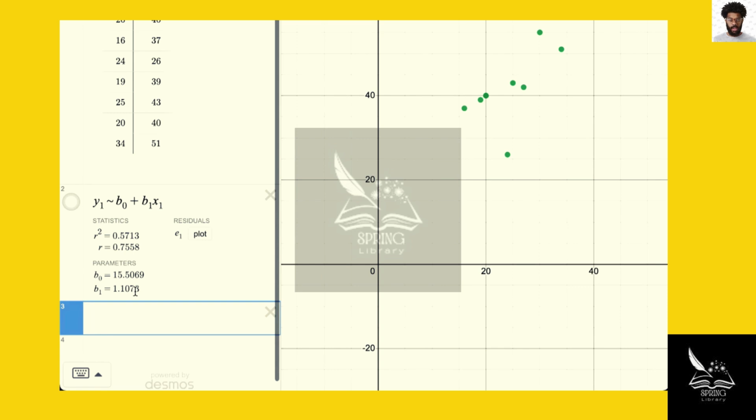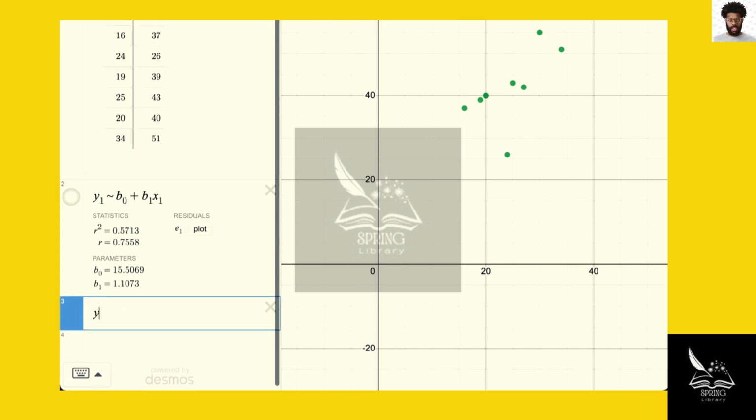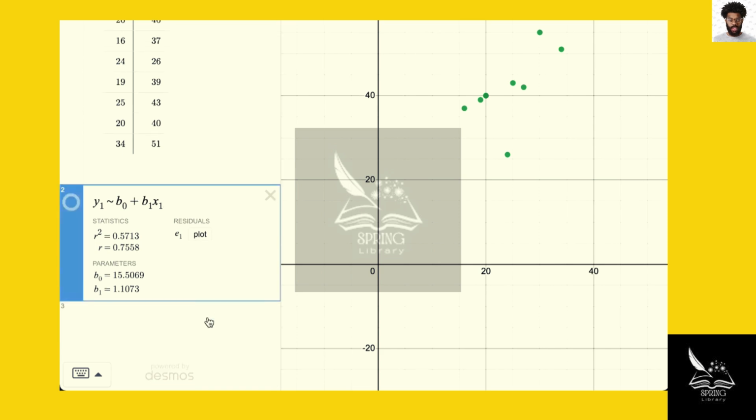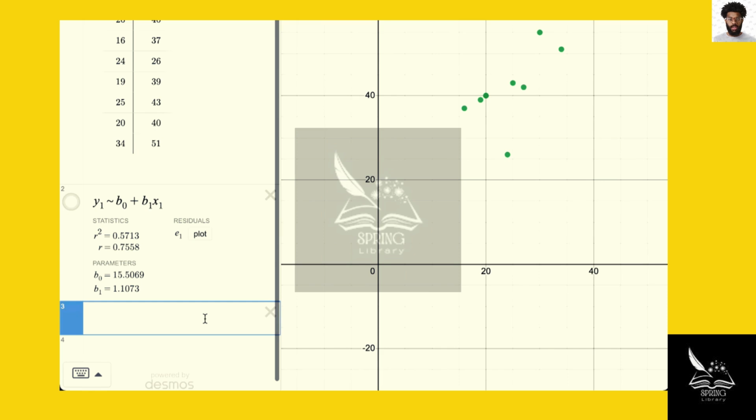To predict the food expenditure with 25,000, I don't know what happened to this. I don't know why they're not graphing suddenly. Let me write this down. I'm going to refresh quickly.